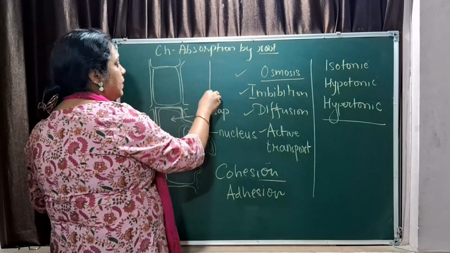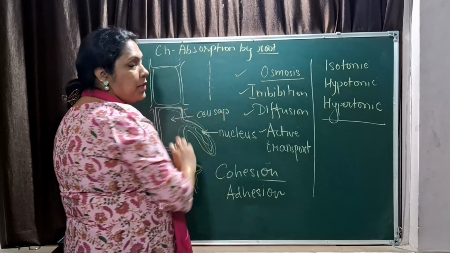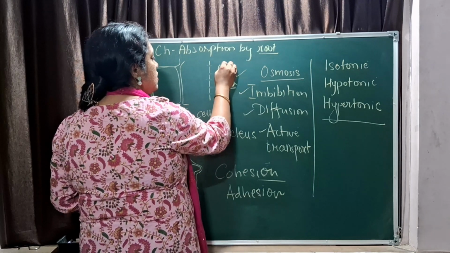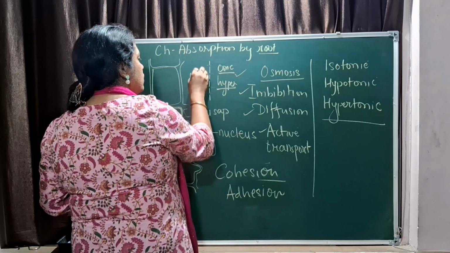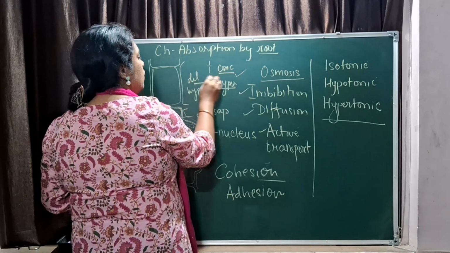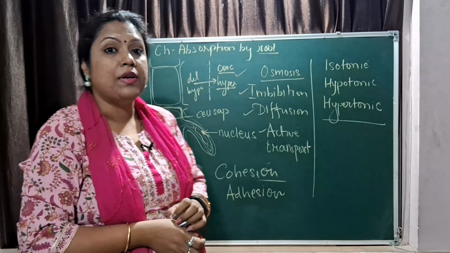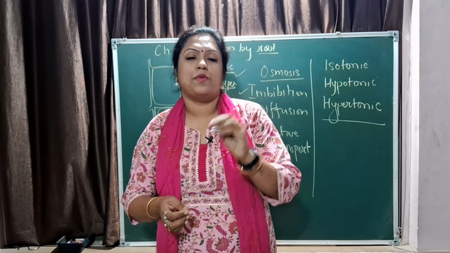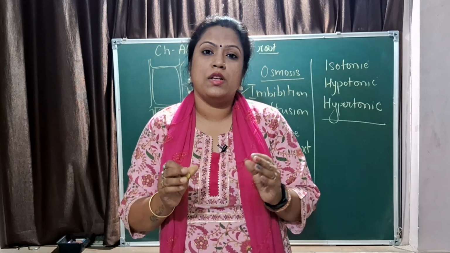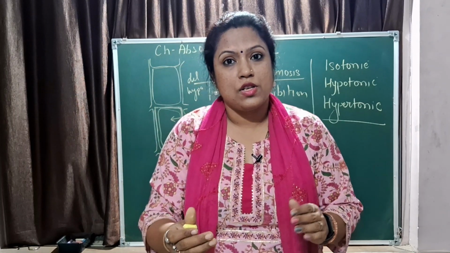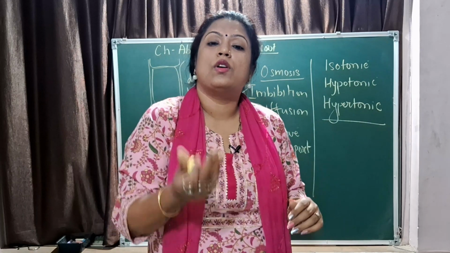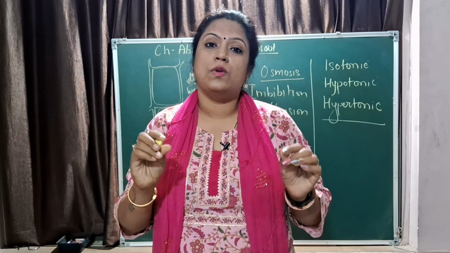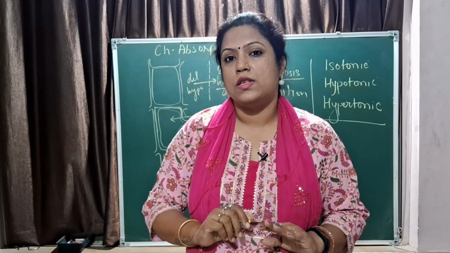So if osmosis is happening, there is a semi-permeable membrane, and if there is a hypertonic solution, that is a concentrated solution, from the dilute solution or hypotonic solution, the water always moves to the hypertonic or concentrated solution. So when you have to define osmosis, osmosis is a process by which water molecules move from the region of its higher concentration, that is dilute, to its lower concentration, that is a concentrated solution, through a semi-permeable membrane. This will give you the complete 1 mark for the osmosis definition.